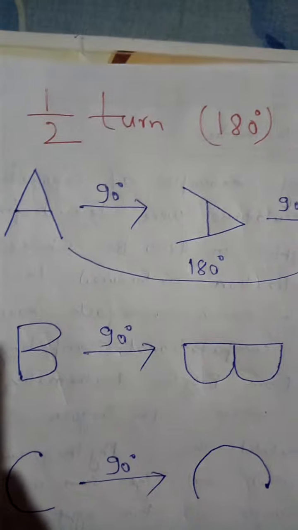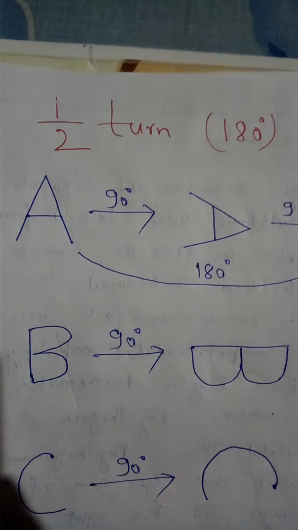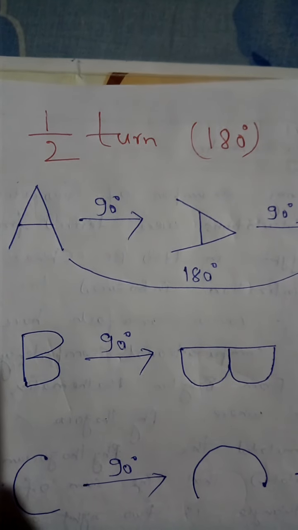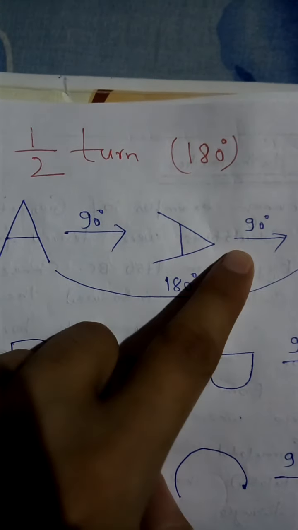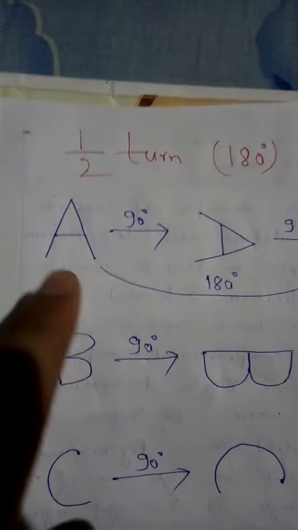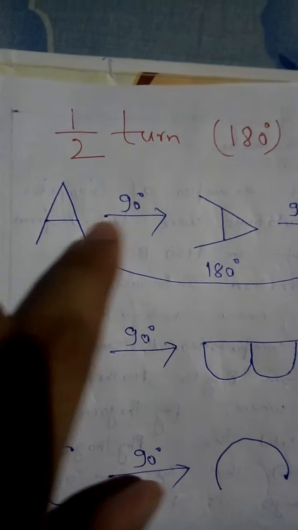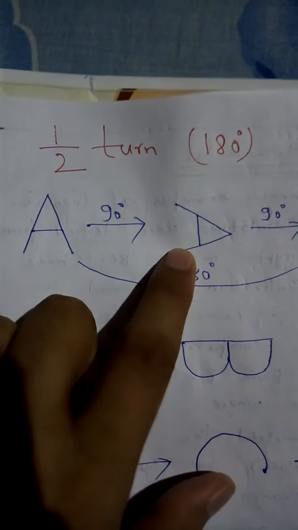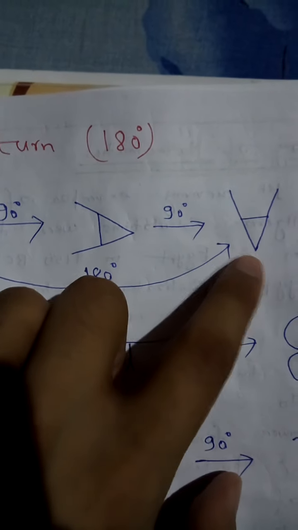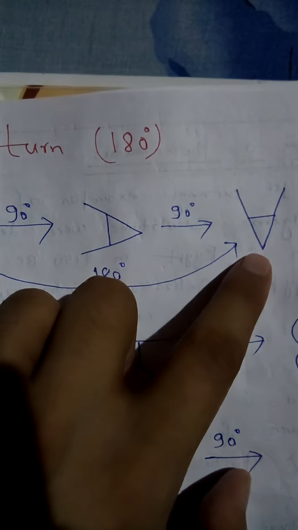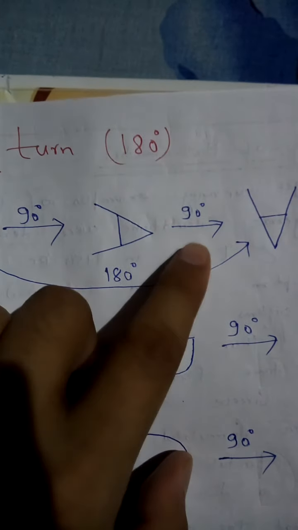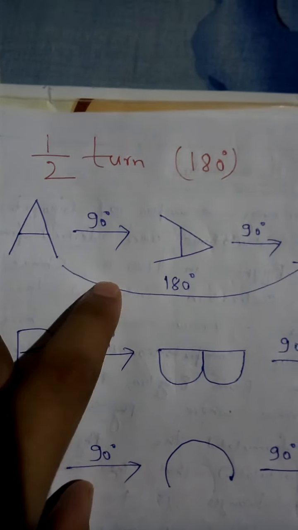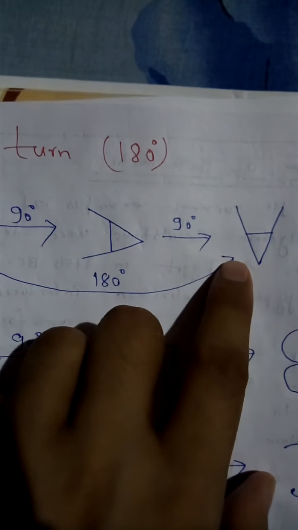After this we have half turn. Now what is half turn? Half turn means 180-degree turn. Now 180-degree, this we will do in two parts, 90 and 90. So 90 and 90 becomes 180. So first again I have taken the alphabet A. A, after 90-degree, it looks like this. And this one again after 90-degree, it looks like this. So what happened? 90 plus 90, it becomes 180. So A, after 180-degree turn, it looks like this.